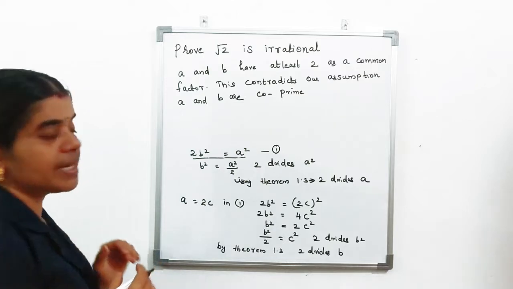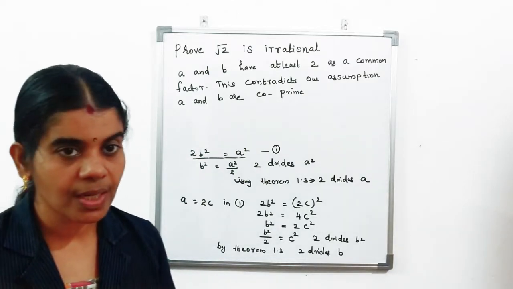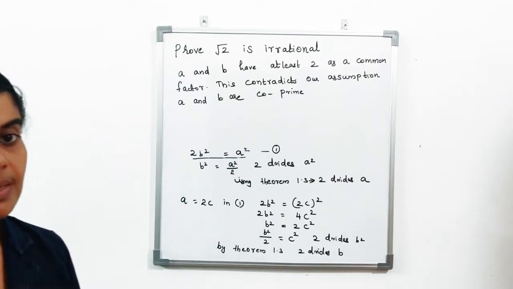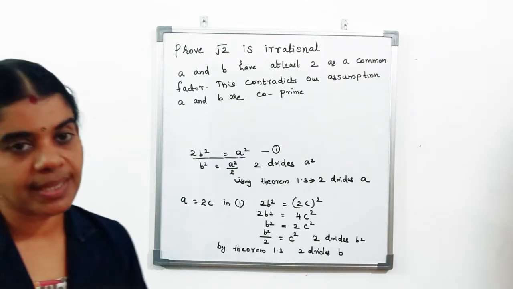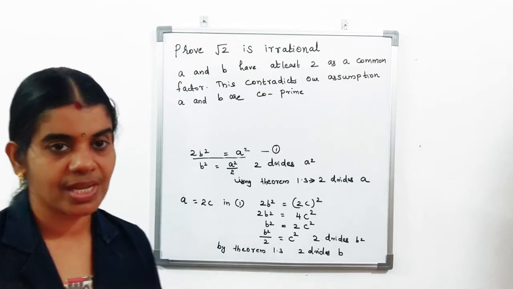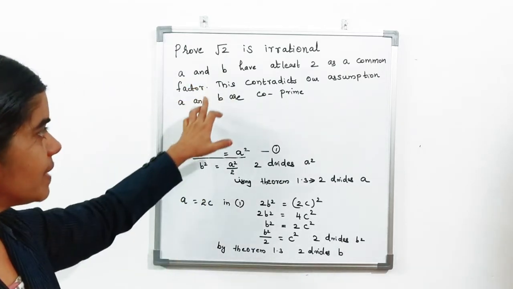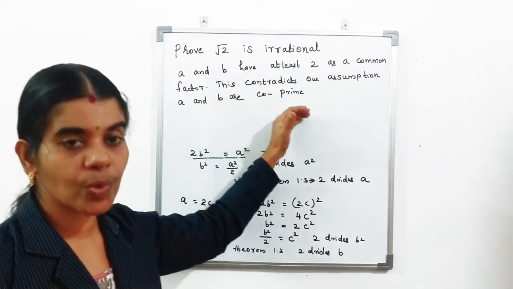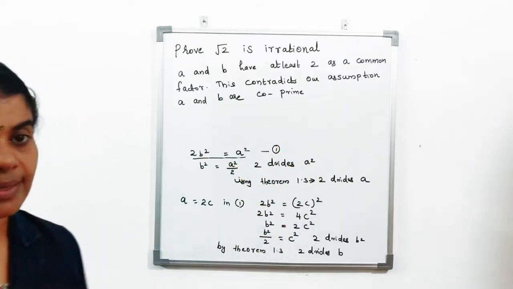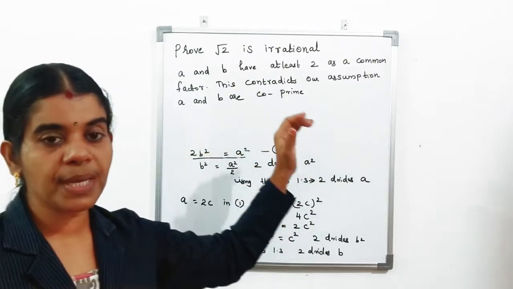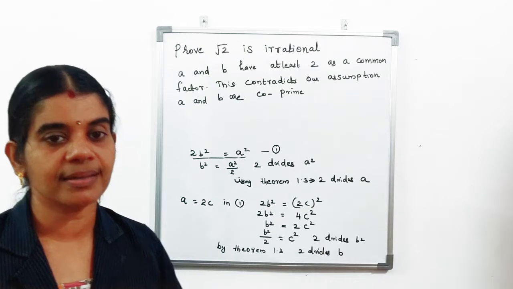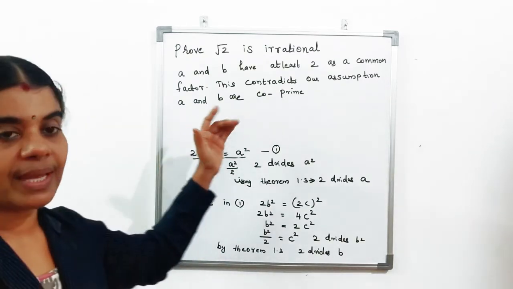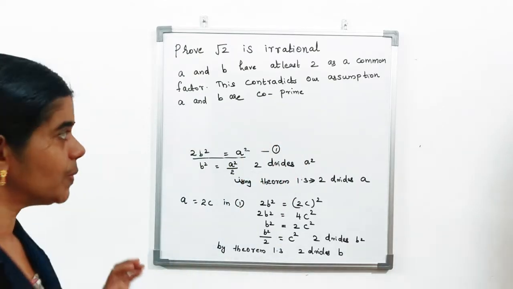This contradiction came because of our wrong assumption that root 2 is rational. So we can conclude that root 2 is irrational. Next you want to write that this contradiction came because of our wrong assumption that root 2 is rational. So root 2 is irrational. This much we want to write.